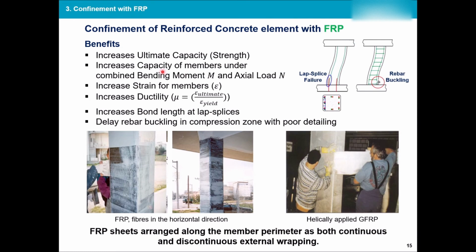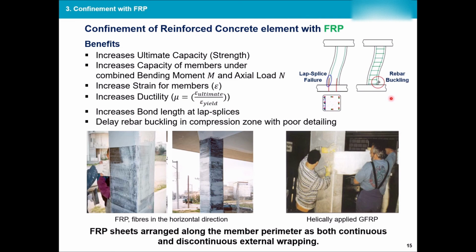That will be improved by adding confinement. We will discuss this in the coming slides. It will increase the strain of the member, and as a result, it will increase the ductility. As we discussed, it will increase the bond length at lap splices, so this failure will be improved, as well as it will delay the rebar buckling.